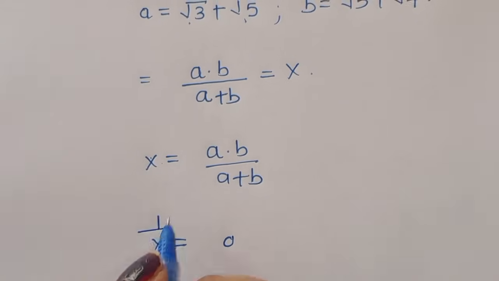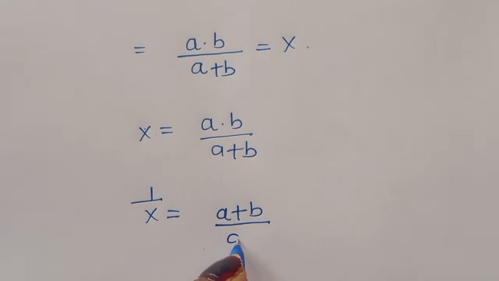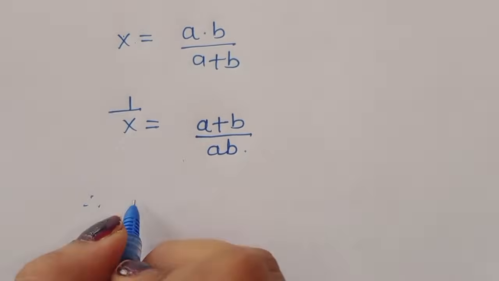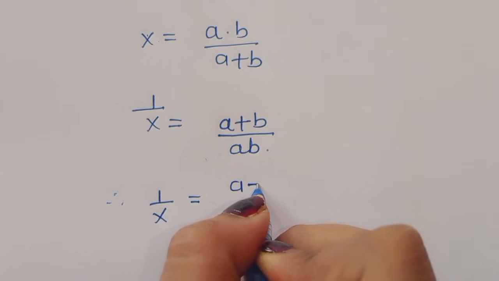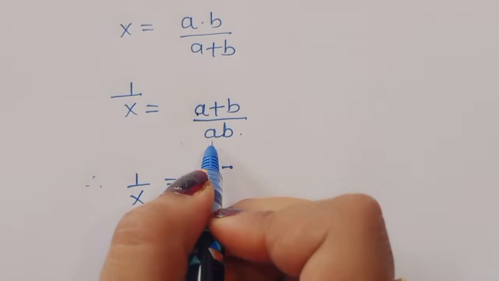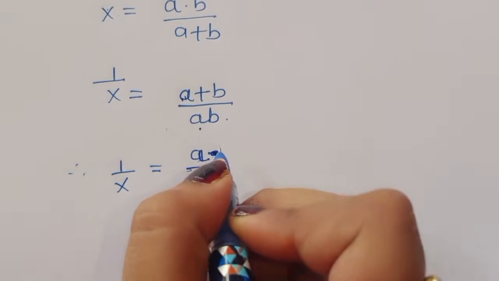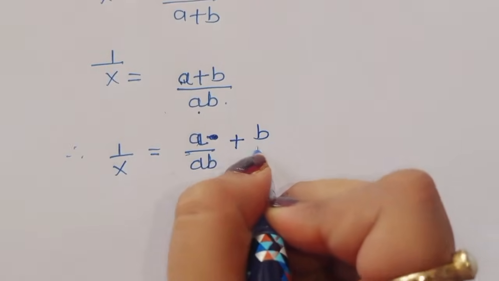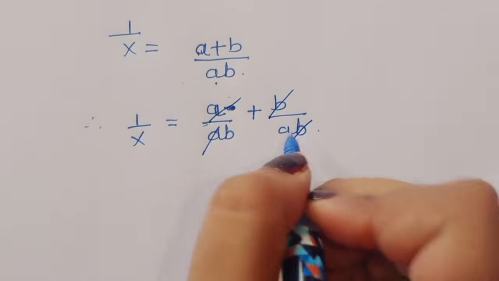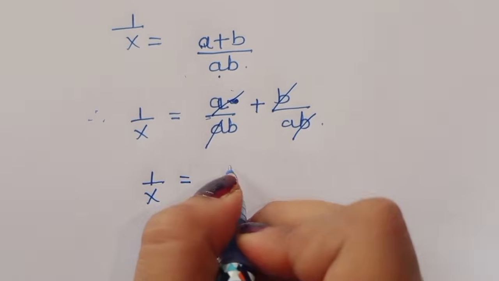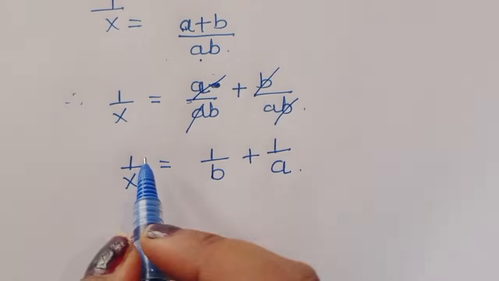So we can write this 1 upon x, right? 1 upon x is equal to a plus b divided by ab, right? Therefore 1 upon x is equal to, now we are separating this term, a plus b: a divided by ab, plus here b divided by ab. Now this a is cancelled from this a and this b is cancelled from this b. Now 1 upon x is equal to 1 upon b plus 1 upon a. This is the value of 1 upon x.